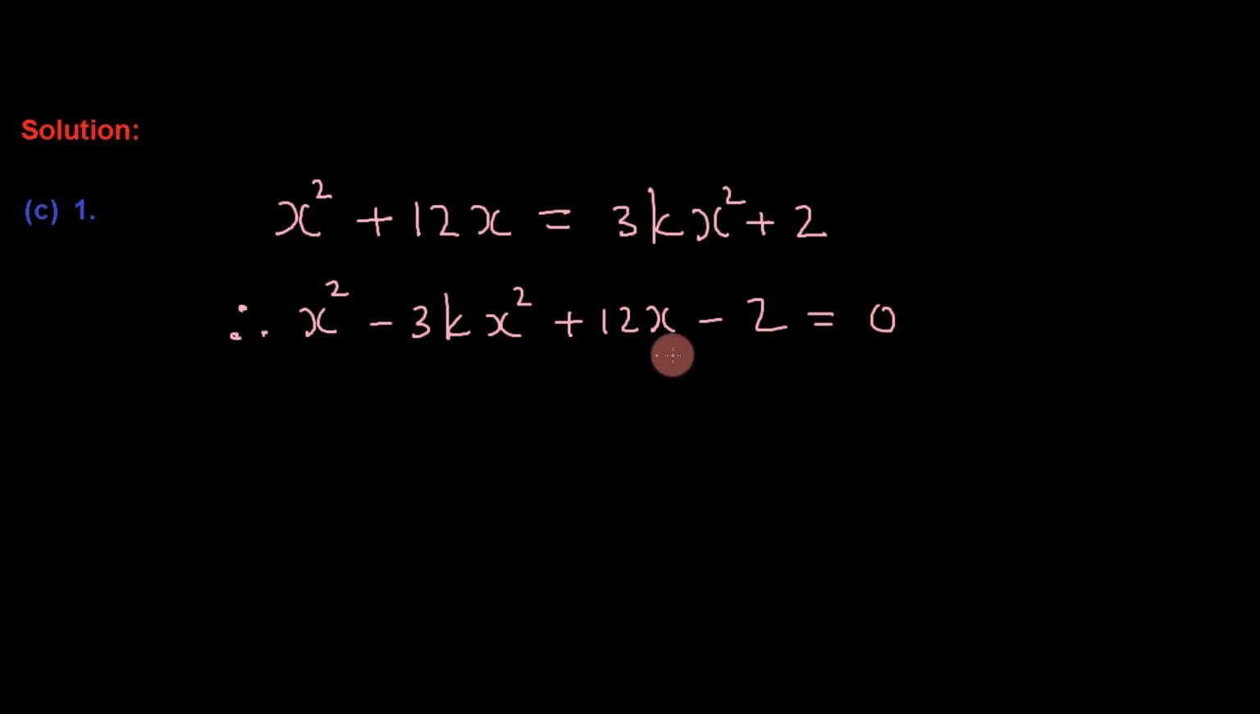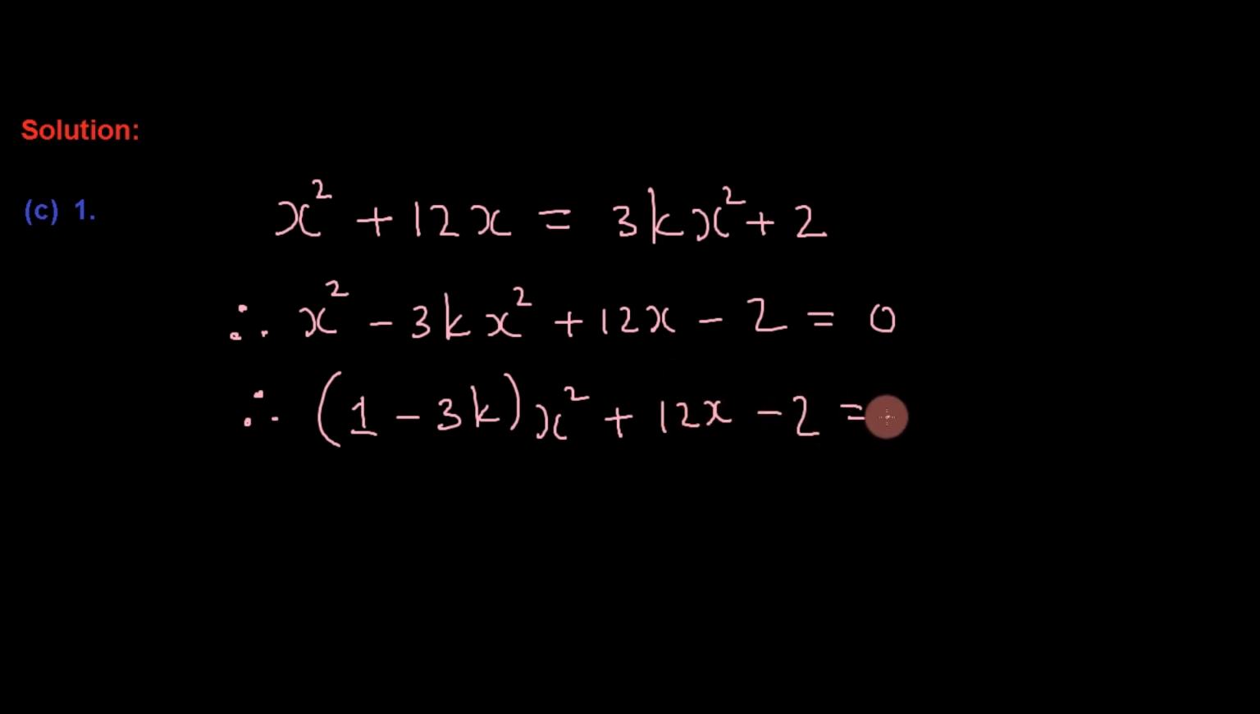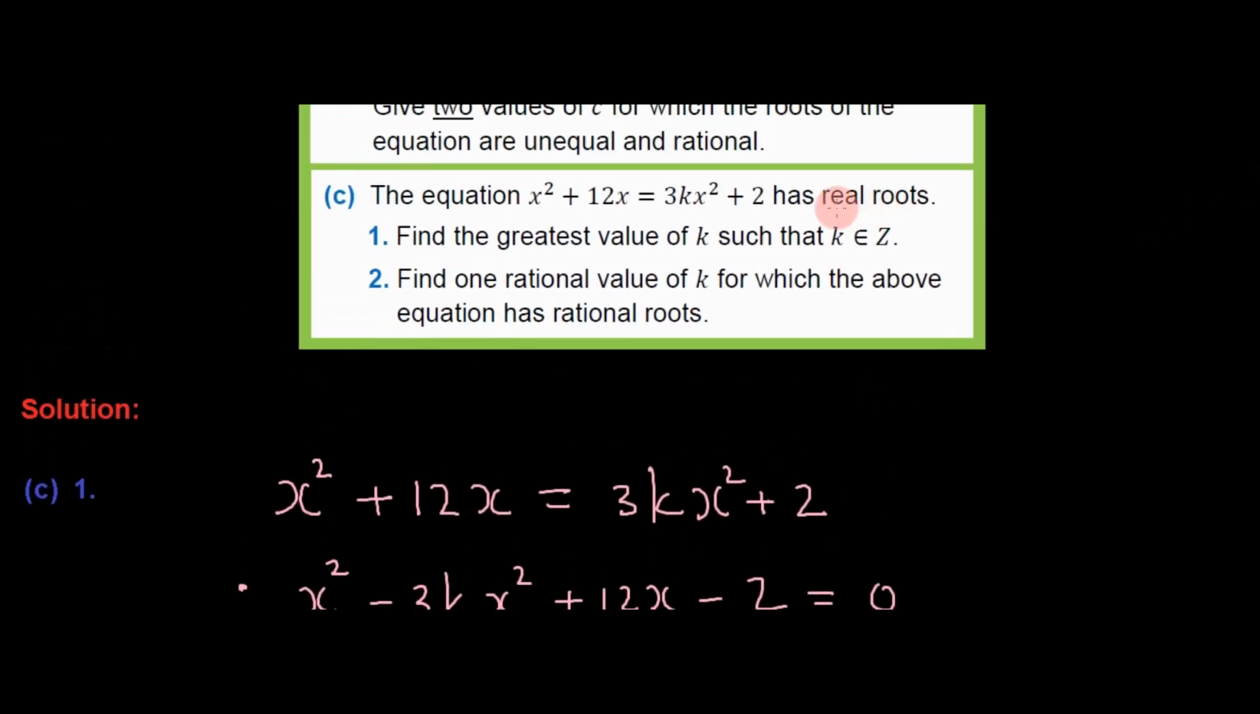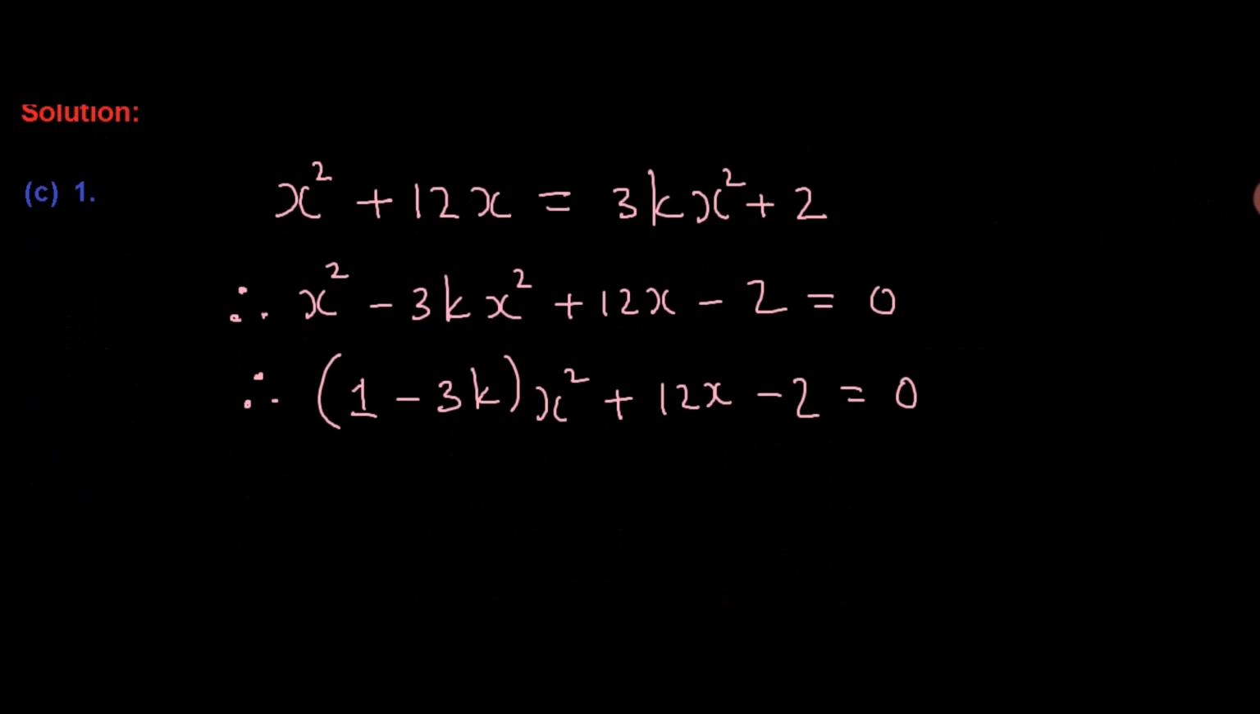Now, for this equation to be in standard form, we need only one term in x squared. So we can achieve this by taking out x squared from these two terms. So we want only one term in x squared. Then we already have one term in x, and then the constant. Now we are told that the roots must be real. So we know that delta must be greater than or equal to 0.